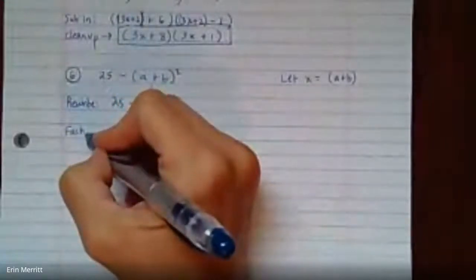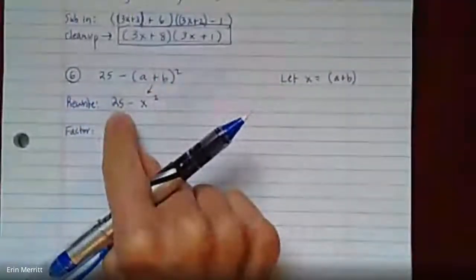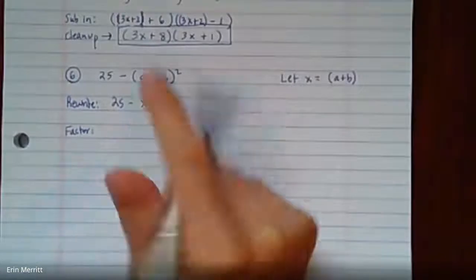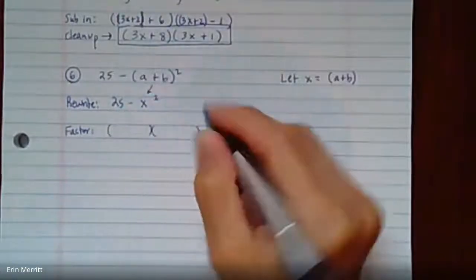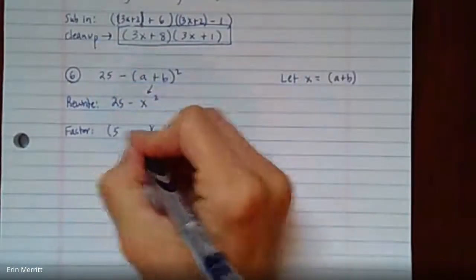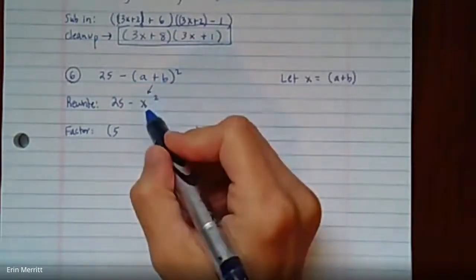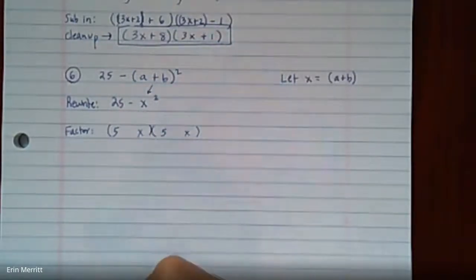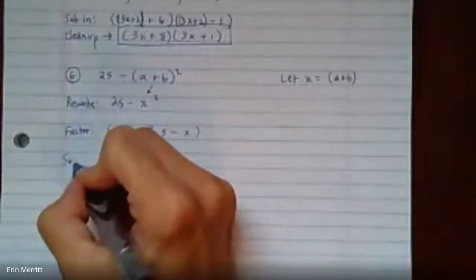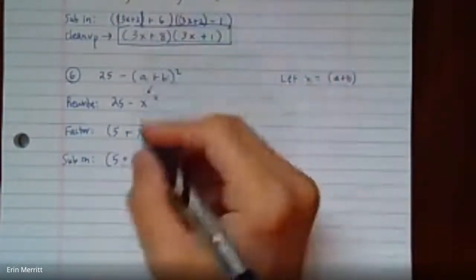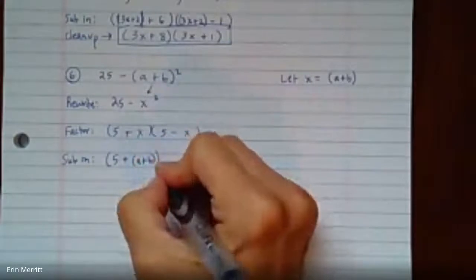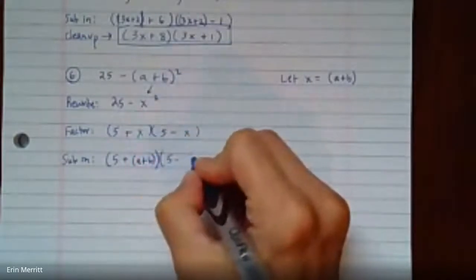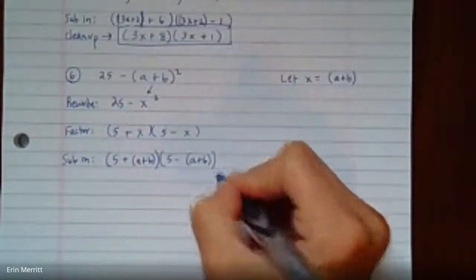The reason I say that, if it starts with the number here and then follows with the variable, make sure in your parentheses, square root of 25, the 5 goes up front. Square root of x squared, x goes in the back. 1 plus, 1 minus. Last part, sub back in. So you have 5 plus, and now we're putting back in for the x, the a plus b. And then we've got 5 minus a plus b.